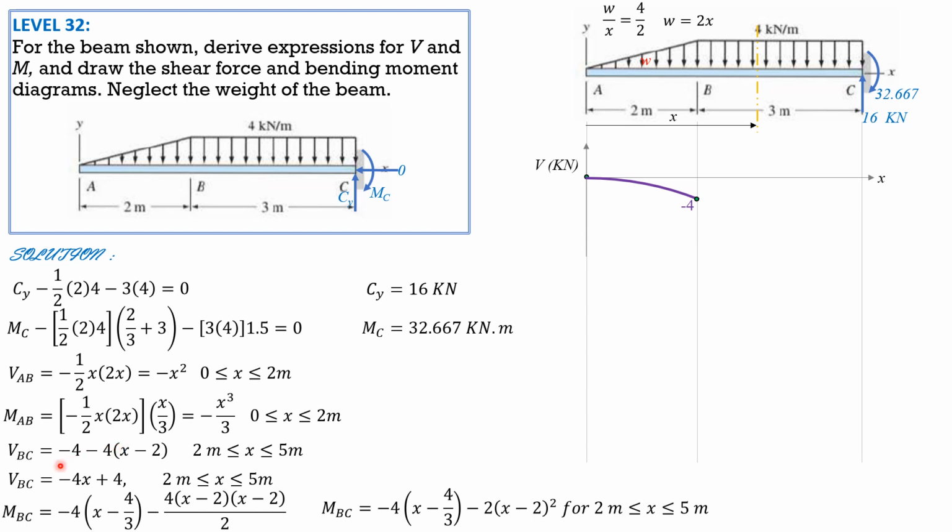Then for BC, the simplified form: when x is 2, at B, negative 4 times 2, negative 8 plus 4, so it's still negative 4. This is a straight line with negative slope. When x is 5 at C, negative 4 times 5, negative 20 plus 4, so it's negative 16. Since this is a straight line with negative slope, we connect negative 4 and negative 16 with a straight line, as shown. So that's it, because the reaction there is 16.